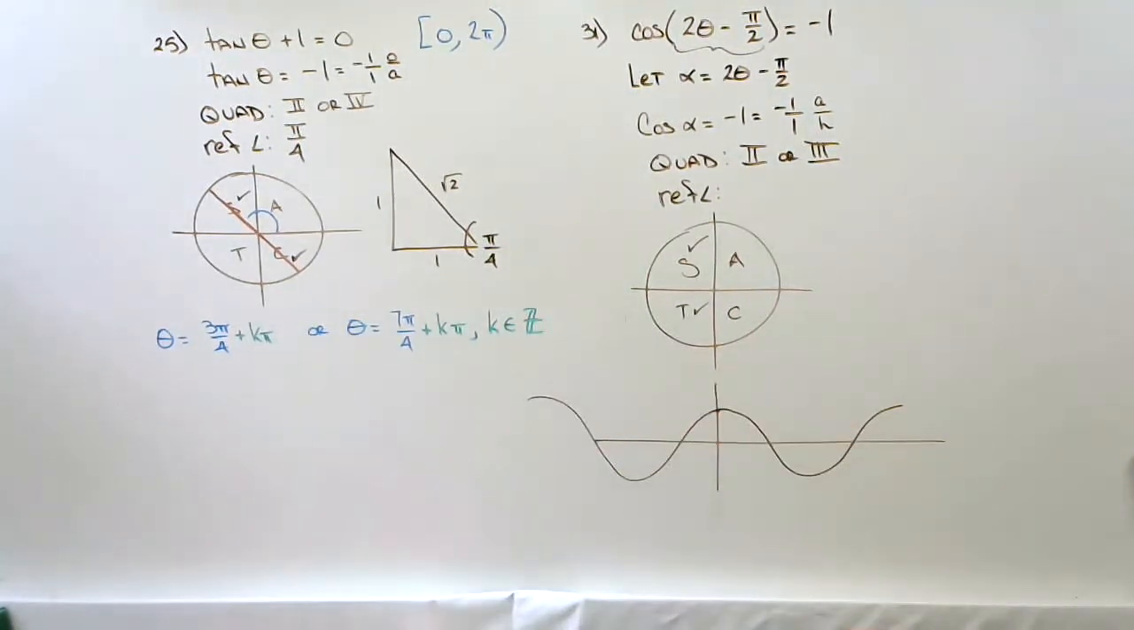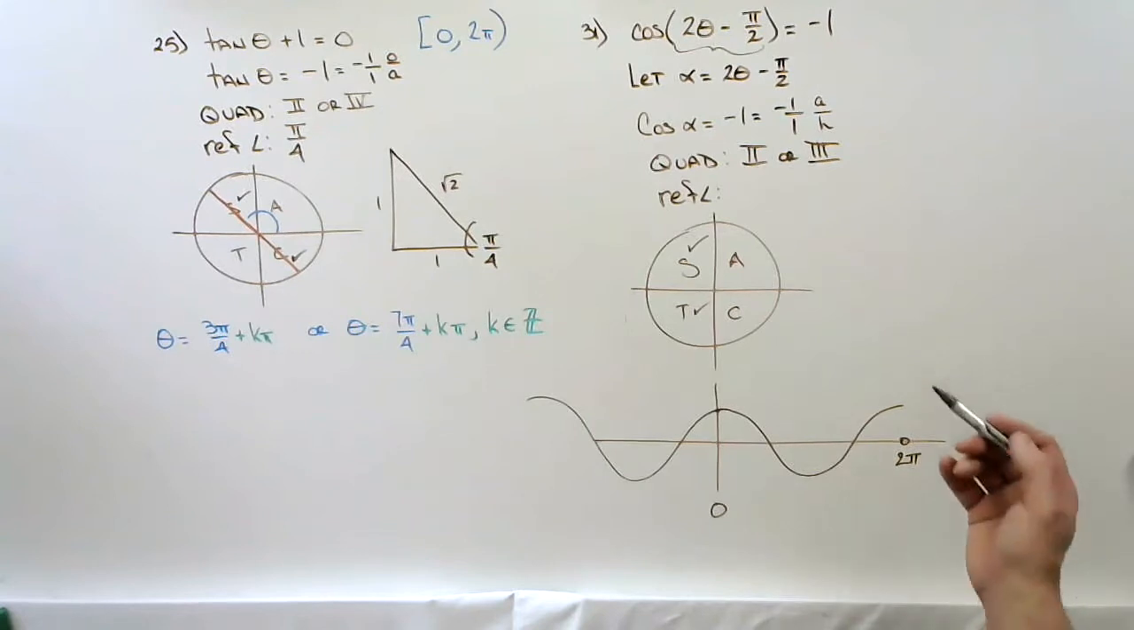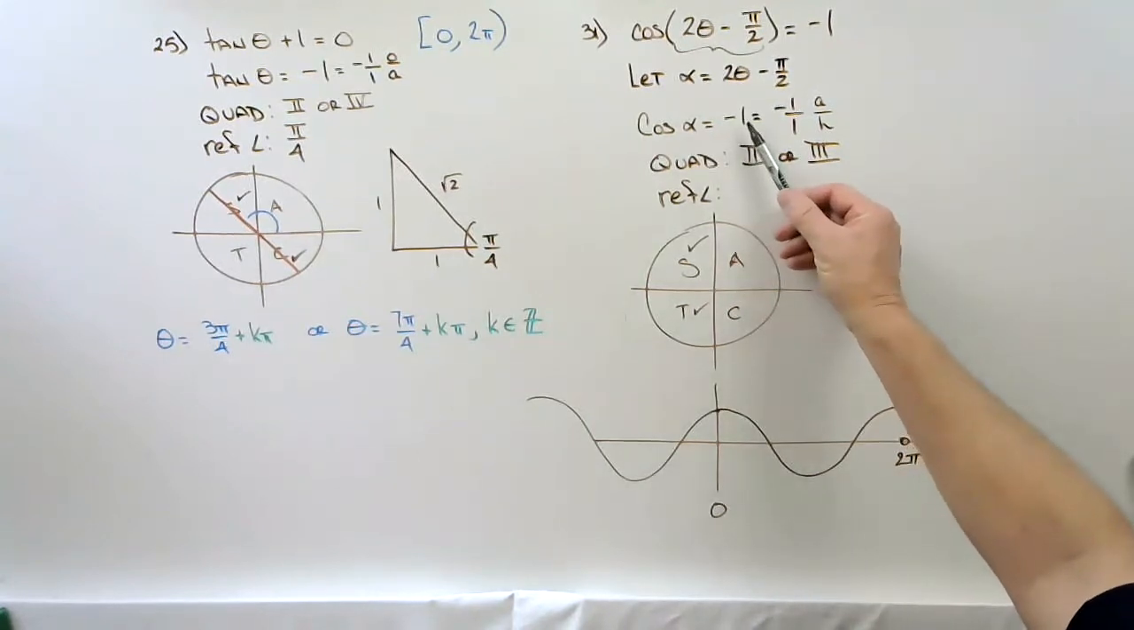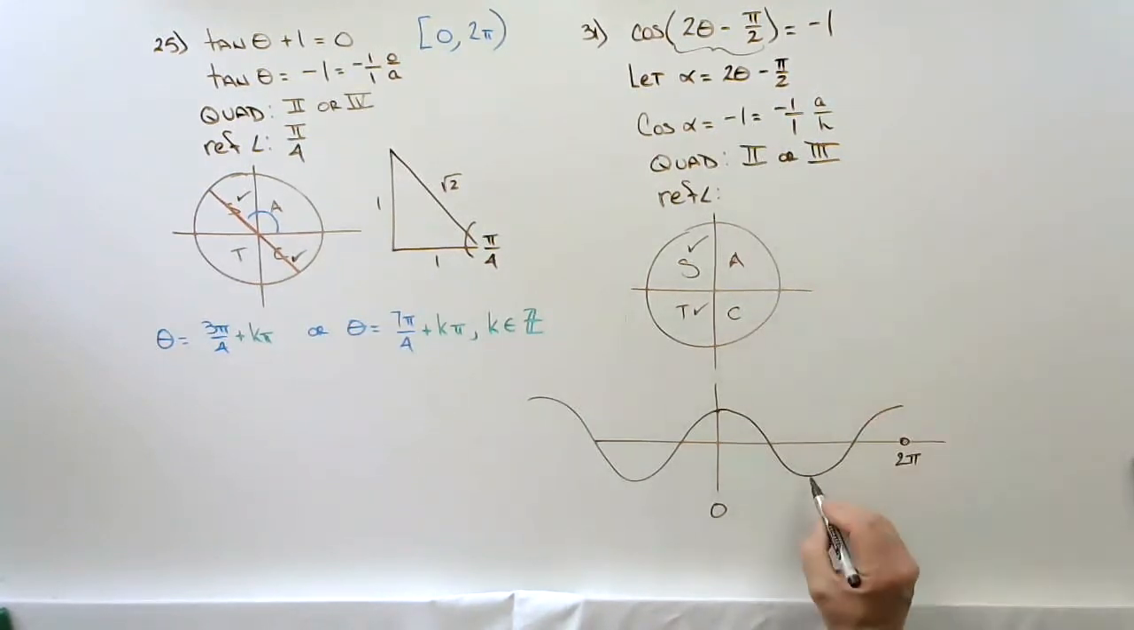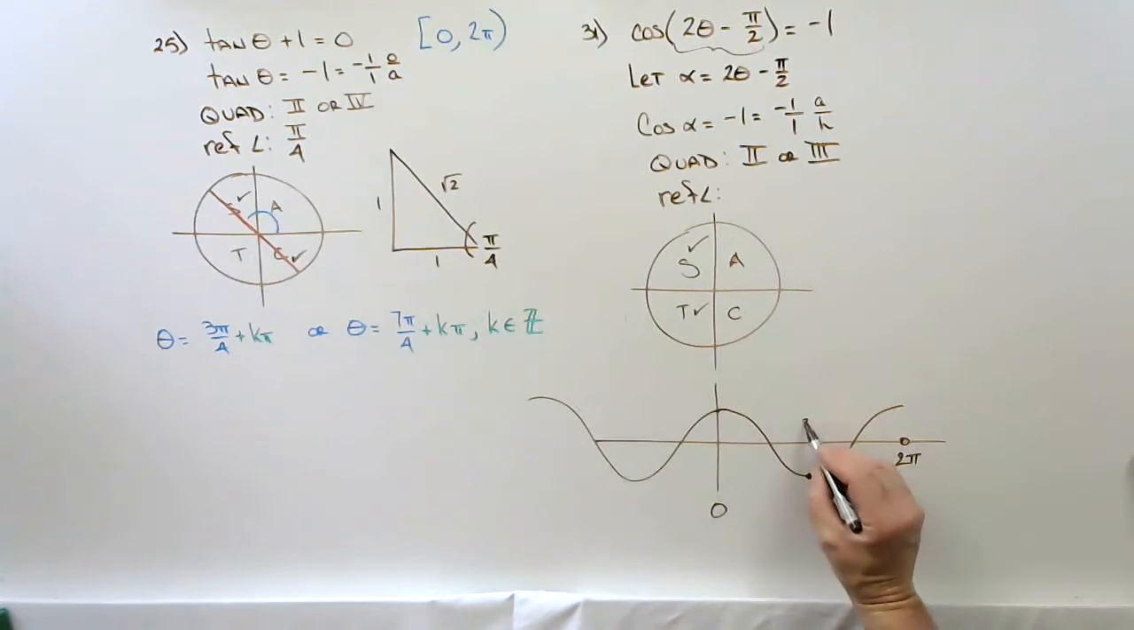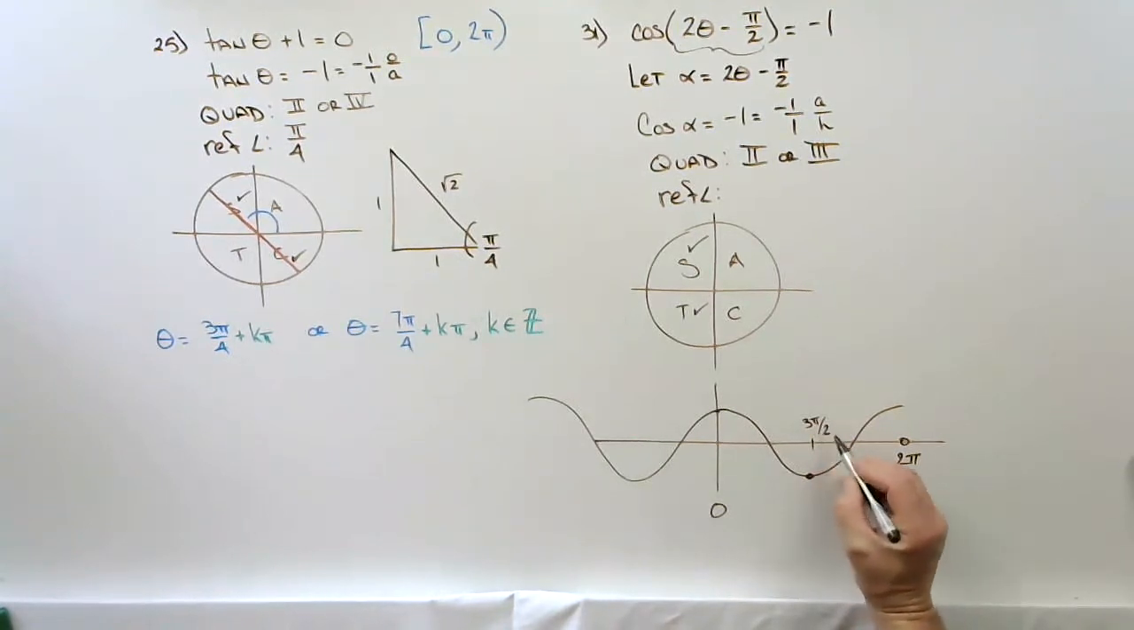This is the cosine graph. Now, we have been told specifically to only focus between 0 and 2 pi. And we've been asked, when does cosine equal -1? Well, cosine equals -1 right there. And we know that that's 3 pi over 2.